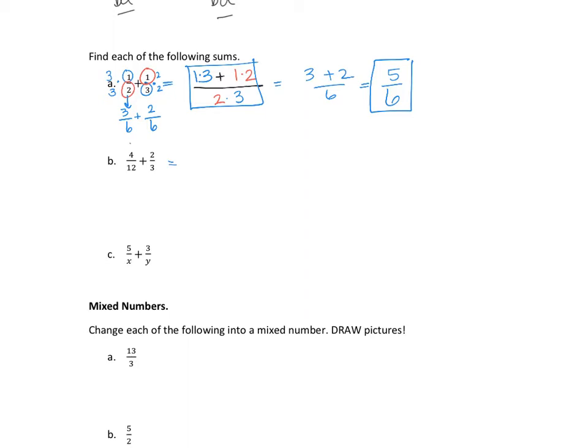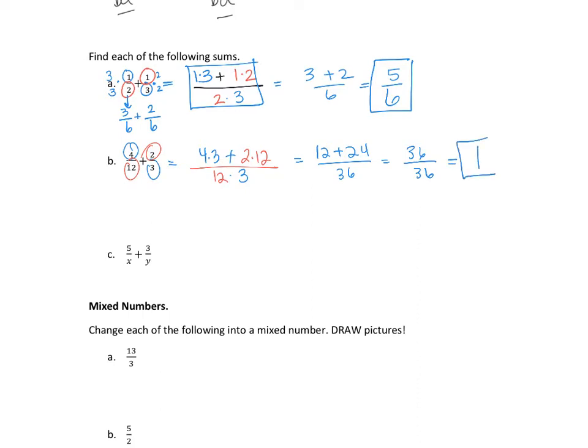So we're going to do the 4 times the 3 plus, and we'll multiply 2 times the 12. And then this is all over the 12 times the 3. So we're going to have 12 plus 24 over 36. But that's just 36 over 36. And that's going to make one whole for us. Now, one thing that you might notice is that this reduced quite nicely, that 36 over 36.